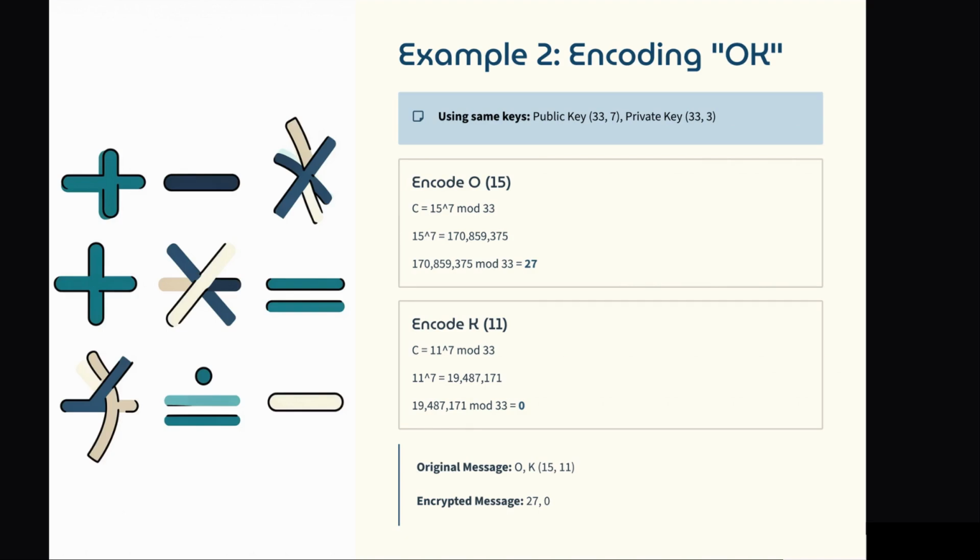After that, we want to encode K, where we chose 11. So our encoding for 11 would be 11 to the power of 7 mod 33. 11 to the power of 7 equals 19,487,171. Modulo 33 of that would be 0. Why this is problematic, we are going to cover in a second here. So the original message, OK, is the values 15 and 11, and the encrypted message is the values 27, 0. 27, 0 is what gets transmitted through the internet and ends up at our receiver, in our case Bob.